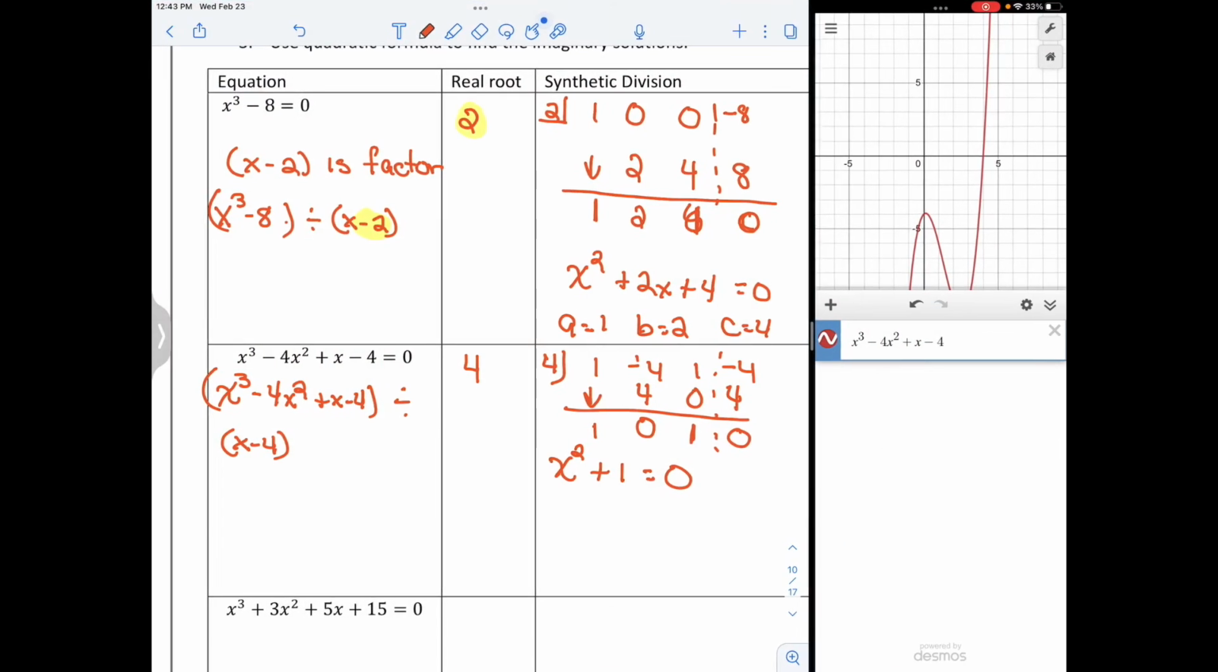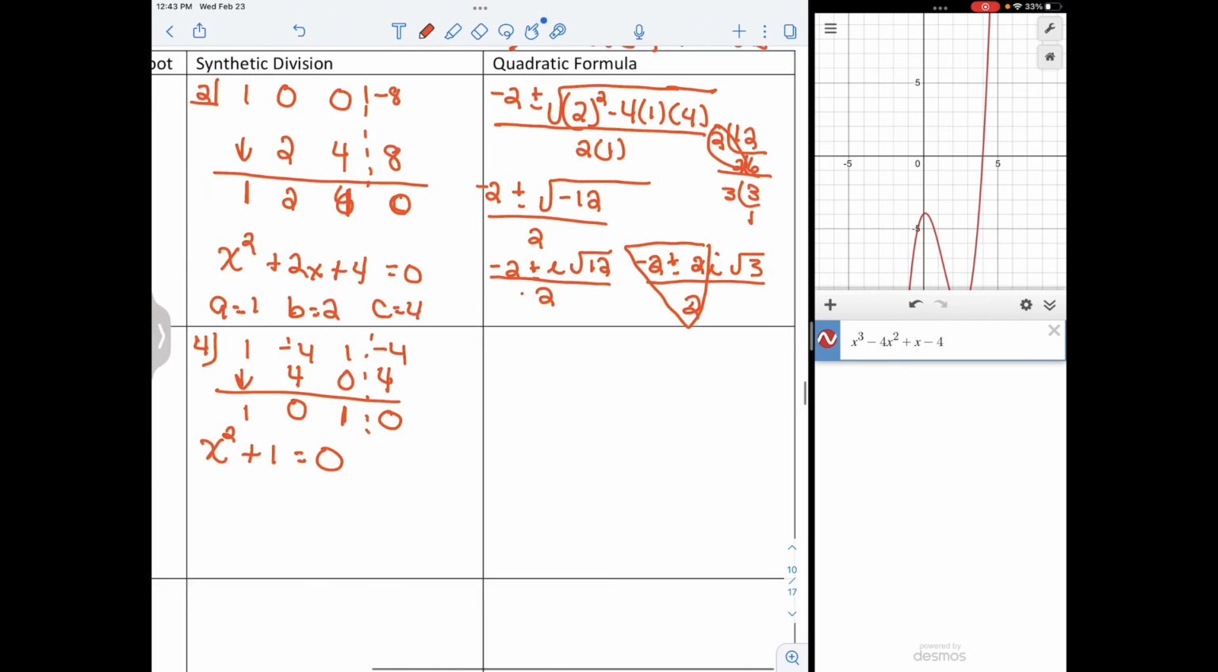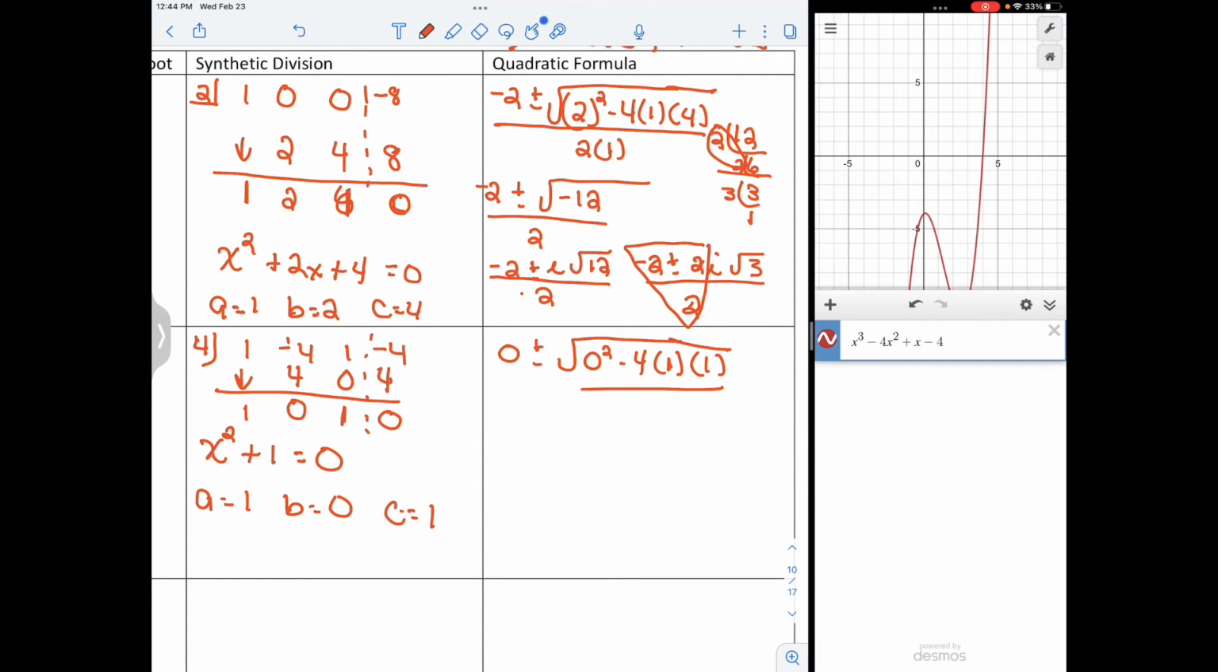So once again, when I'm doing the quadratic formula, a is equal to 1, b is equal to 0, and c is equal to 1. So I have 0 plus or minus the square root of 0 squared minus 4 times 1 times 1 all over 2. Okay? Of course, I don't have to write this 0 and I don't have to write that 0. I just did it for effect.